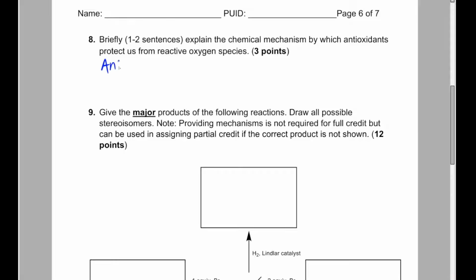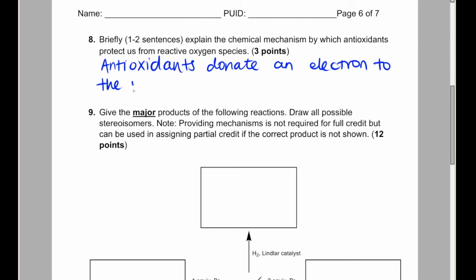So antioxidants donate an electron to the radical species, which stabilizes it.